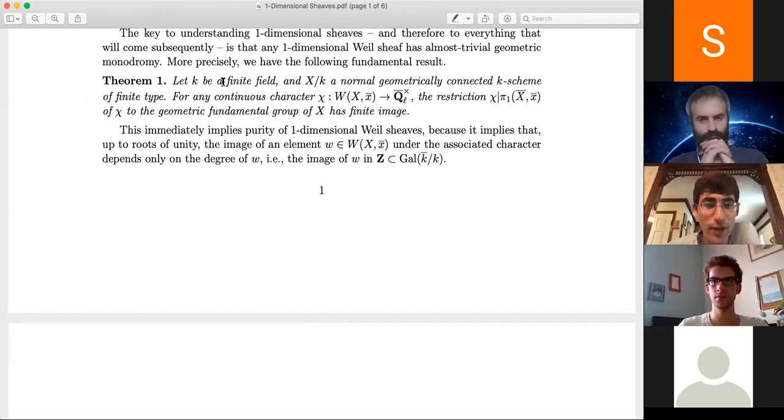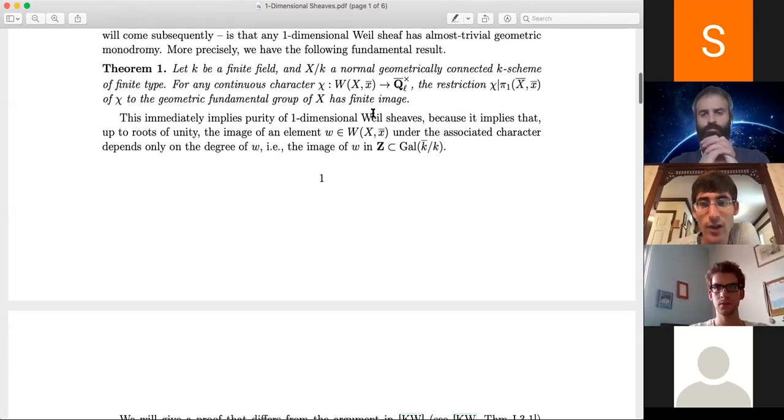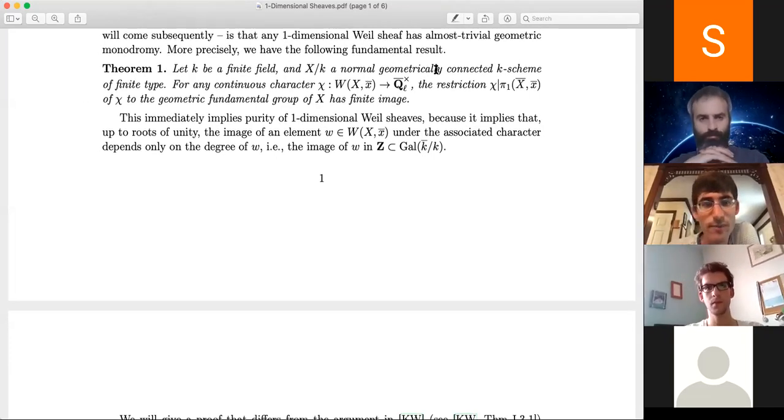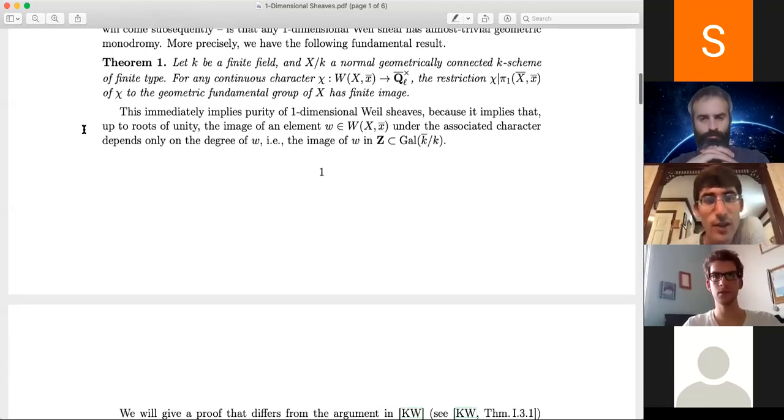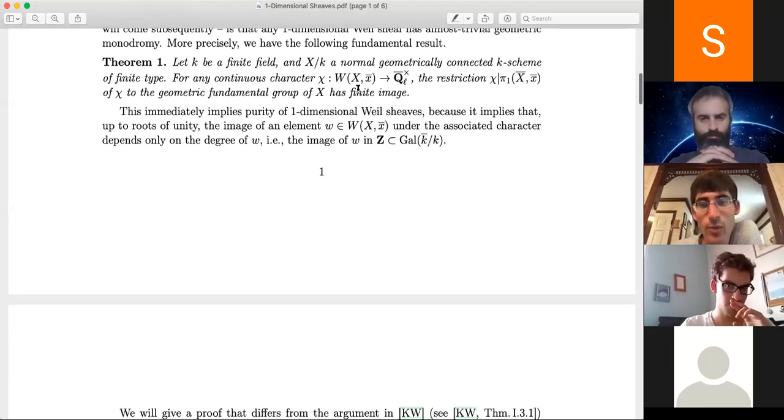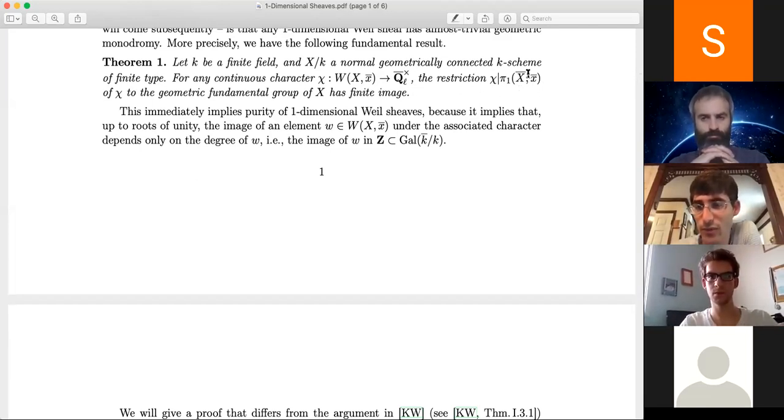So let K be a finite field as usual, X a normal geometrically connected K-scheme of finite type. Then for any continuous character from the Weil group of X to Q_l-bar cross, the restriction of this character to the geometric fundamental group, so extend scalars to K bar, actually has finite image. Okay, so in other words, any character of the Weil group is almost trivial on the geometric fundamental group.